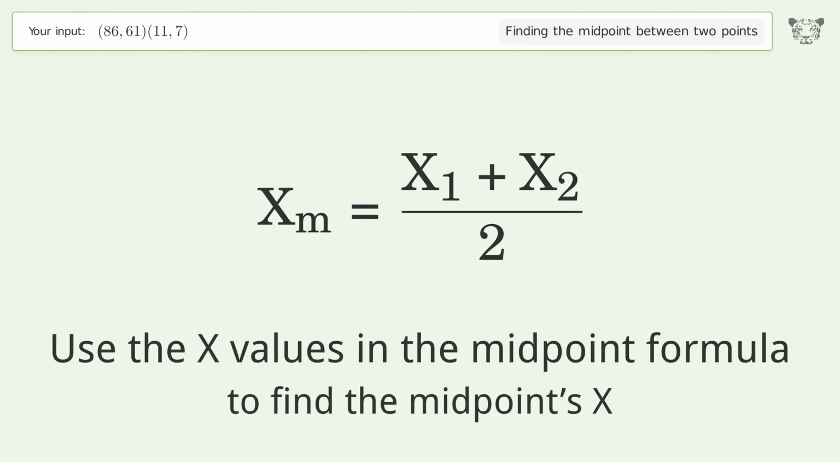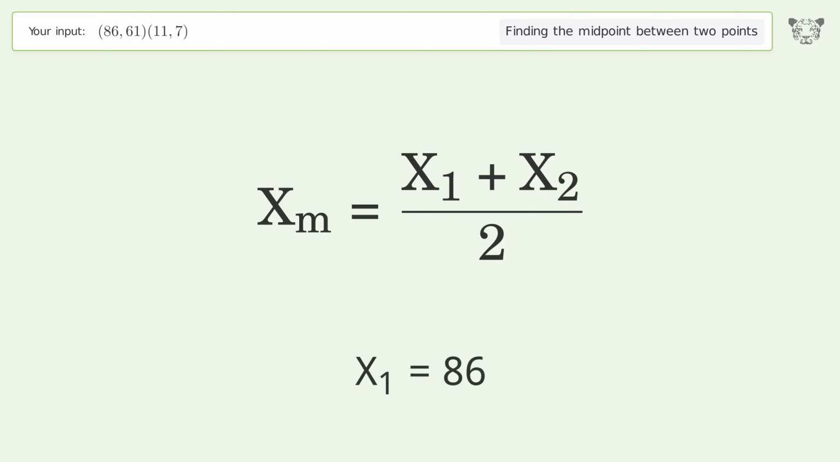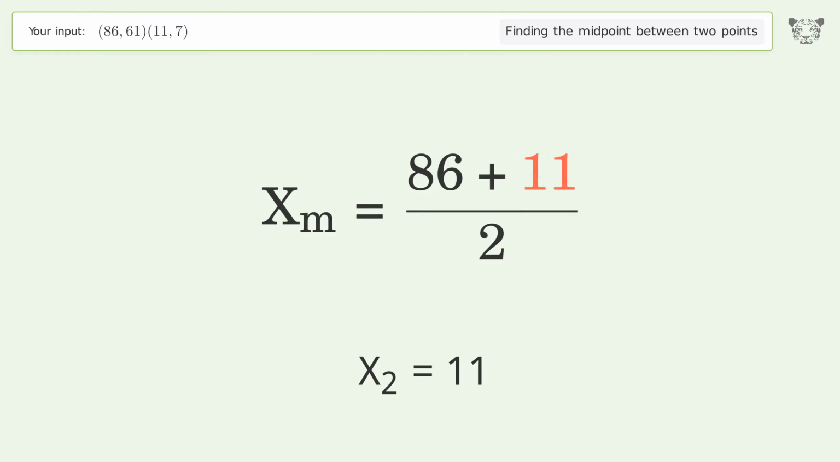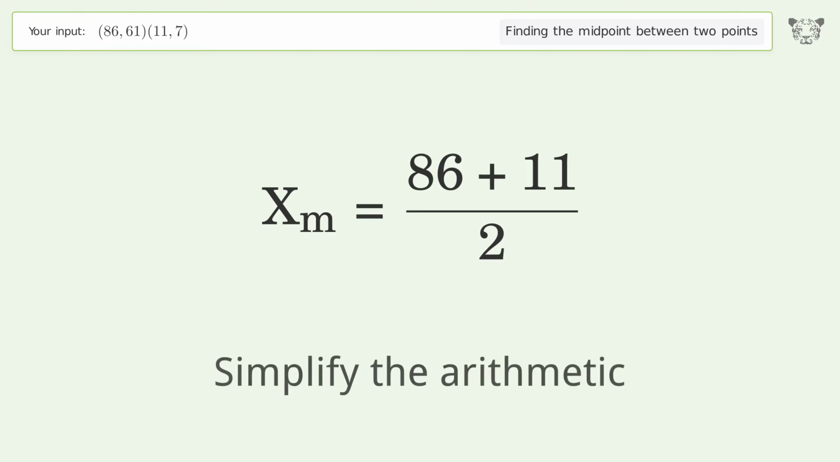Use the x values in the midpoint formula to find the midpoint's x. x1 equals 86. x2 equals 11. Simplify the arithmetic.